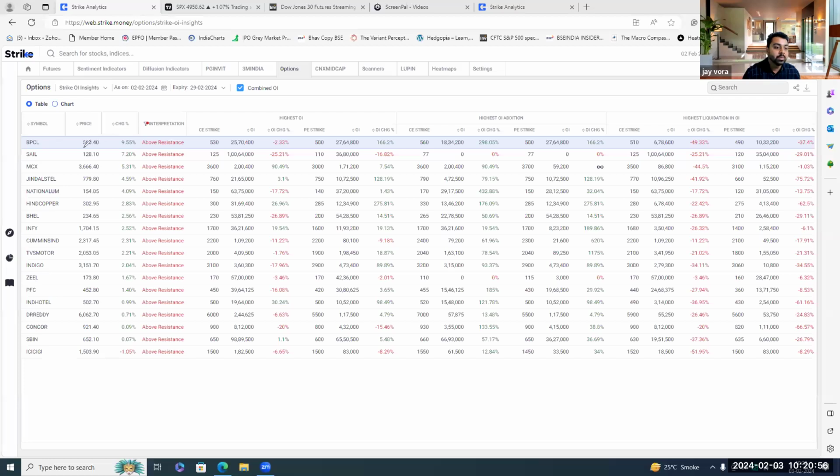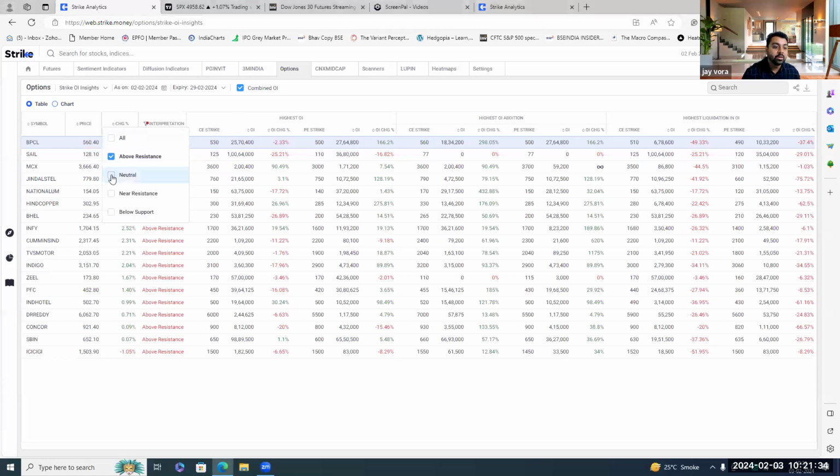Like you see in BPCL, 530 is the strike price, but the current price is 560. If you see SAIL, 125 is the strike price where the highest OI is, but it is at 128. If you see MCX, the highest OI is at 3600, but right now it is at 3666, and so on, right? So all the results that you will see will be above resistance. That means that the prices are above the highest OI of the call option. Okay.